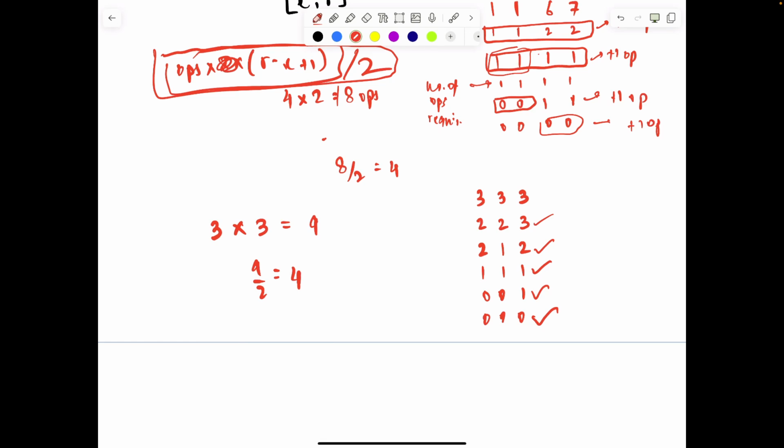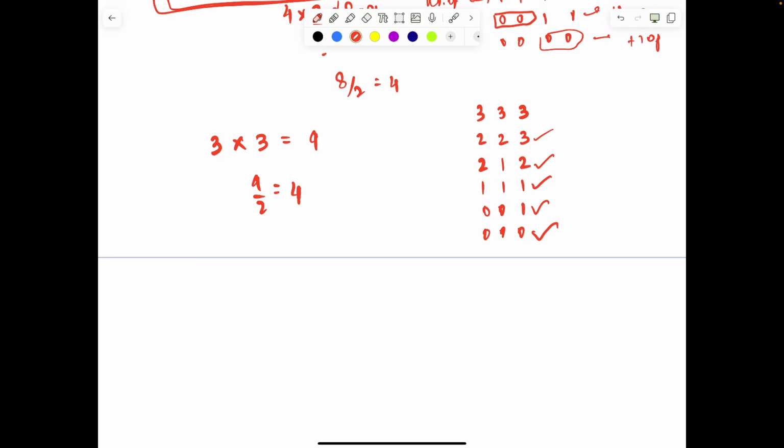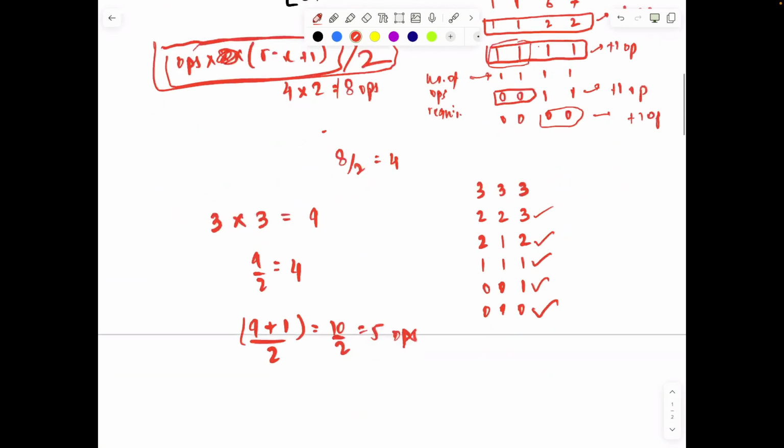Because at the end, we are taking one number individually and trying to reduce it. So what we'll do is we'll add 1 to it and then divide. So 10 by 2, which is 5 ops. So this is the correct answer, right? So now you get the general idea.